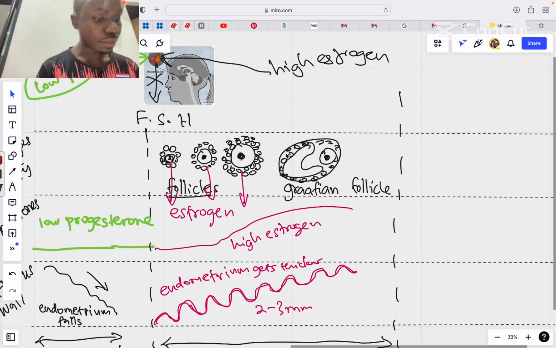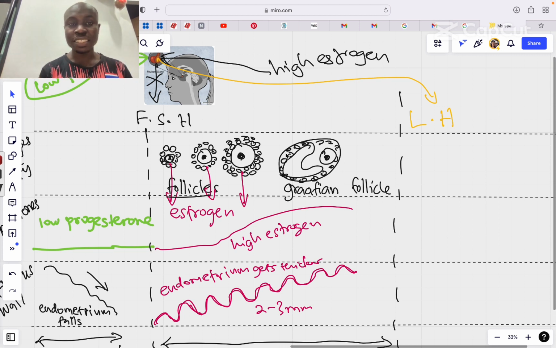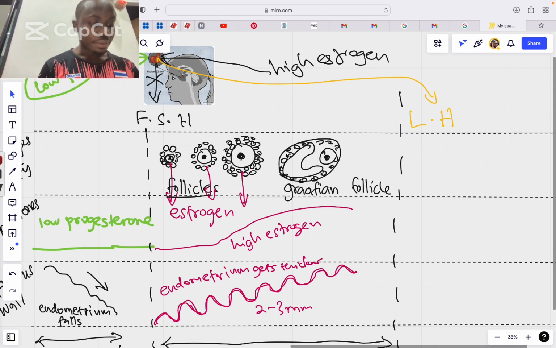So here we're going to write it over here. The hormone is called what? LH. The full name of LH is luteinizing hormone. Now, the LH will go into the blood and from the blood into the ovaries, and it's going to tell or make the Graafian follicle, the biggest egg, to pop, to break and release the egg.